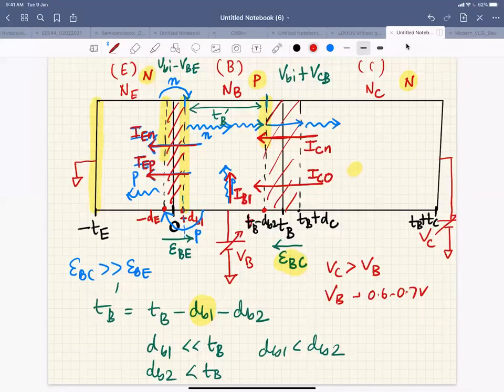And this flow here is the recombination current. So this is IBR, right? Because some electrons are recombined with holes, there is a hole gradient, and you have hole supply from the base. So this IBR is the recombination current. If there is no recombination in the base, then IBR will be zero, right? So these are all components of the current: IEN, IEP, ICN, IC0, and IBR. Okay. Are there any questions here?